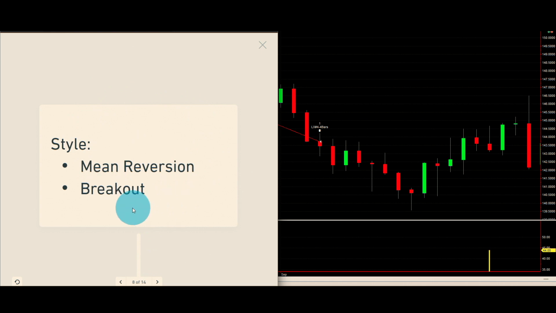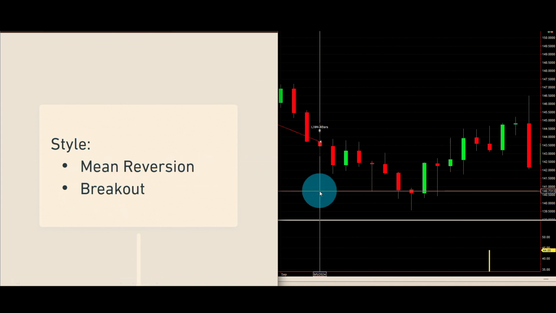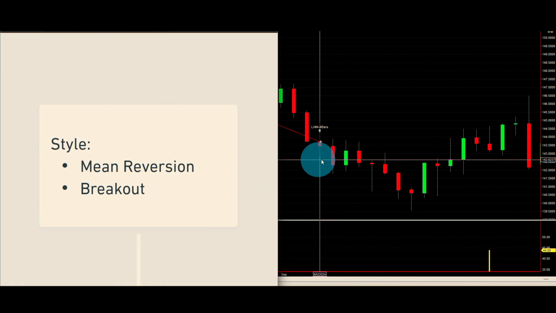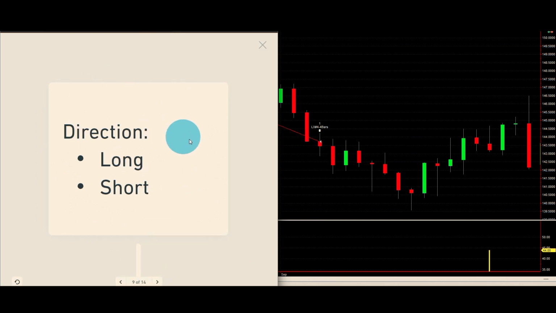Then I will use two styles to trade. One of them is mean reversion, one of them is breakout. The difference is, for example, let's say I found the pattern. If it's mean reversion, then I will buy below the low. And if it's a breakout, I will buy above the high. And then I will do two directions, one of them is long, one of them is short. So that means every strategy will have a single direction.